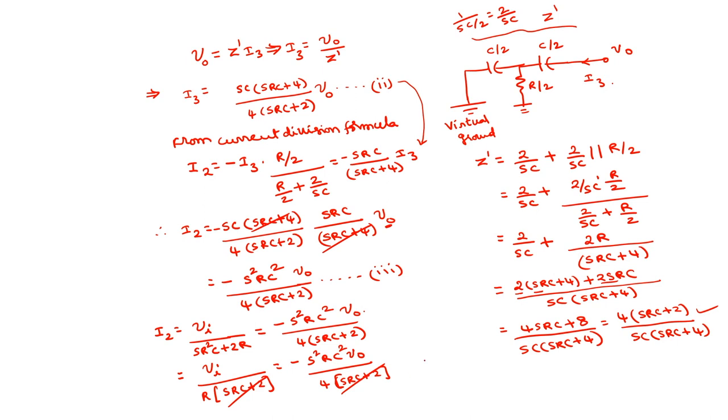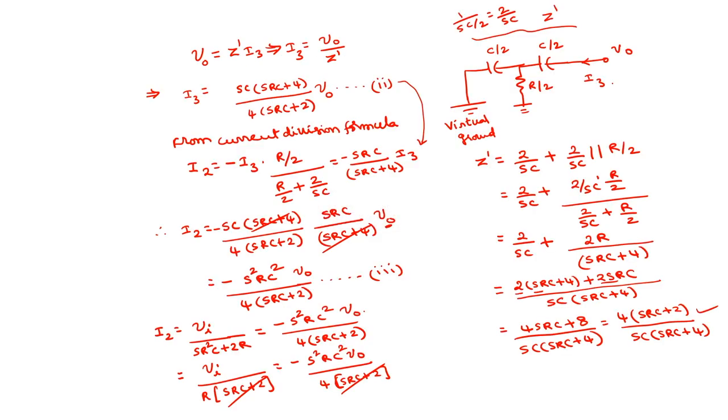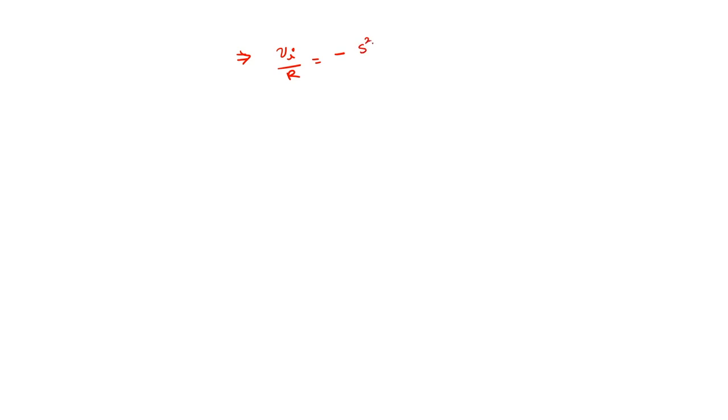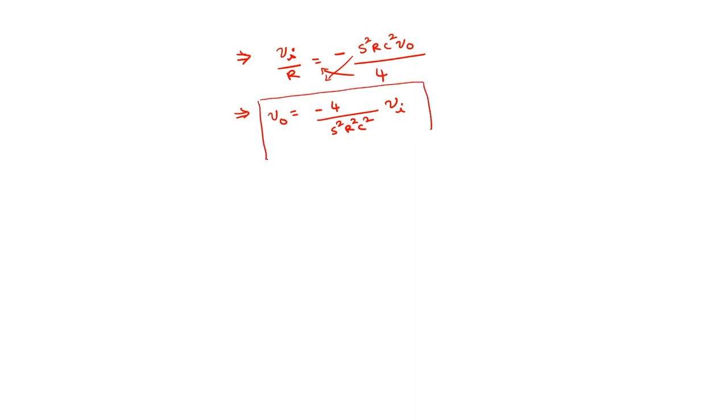So what will be the resultant? VI divided by R is equal to minus S square R C square V naught divided by 4. Implies what is V naught? V naught is equal to, this 4 you can take to the other side, this to the denominator. This is equal to 4 by S square R square C square into VI, with a minus sign. This is the expression for the output of the circuit.